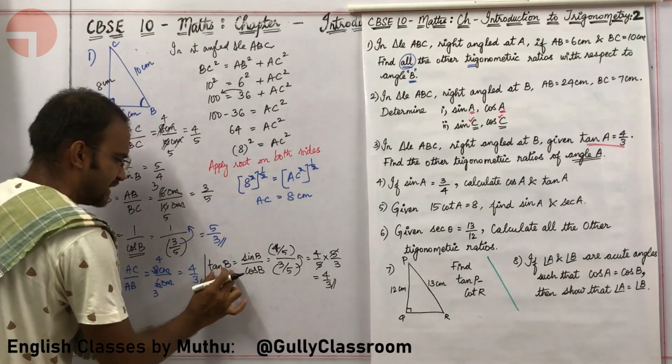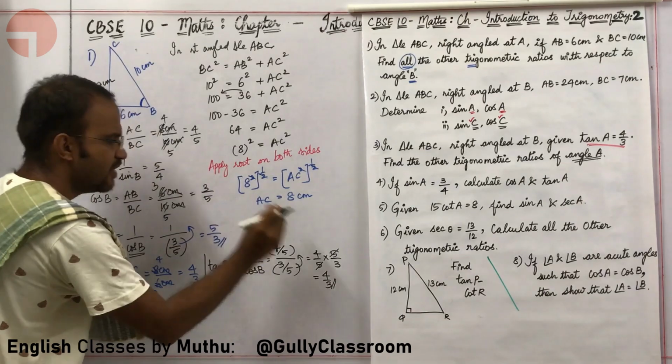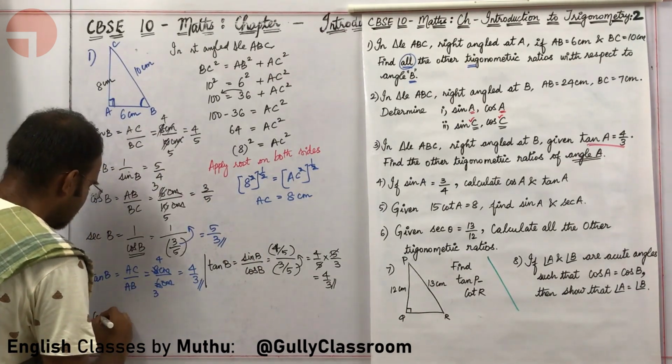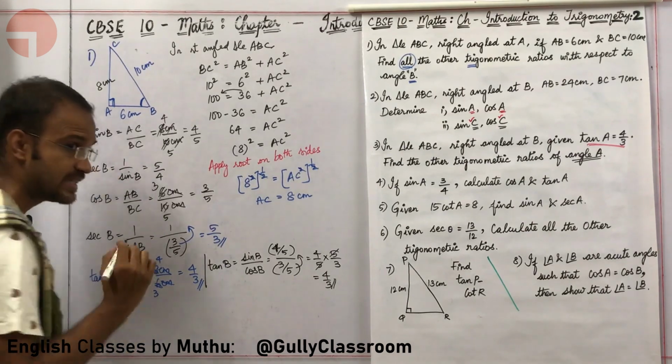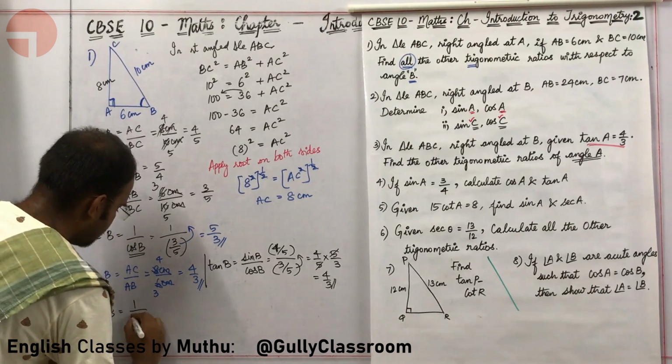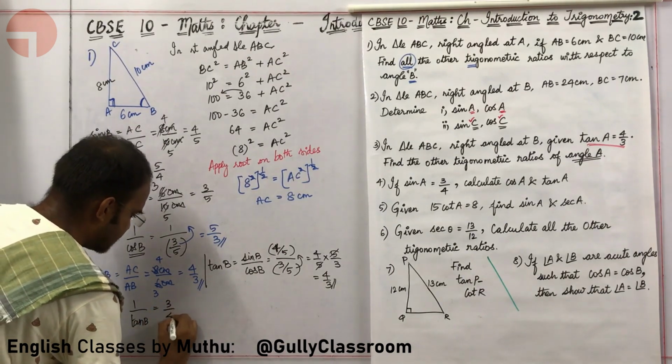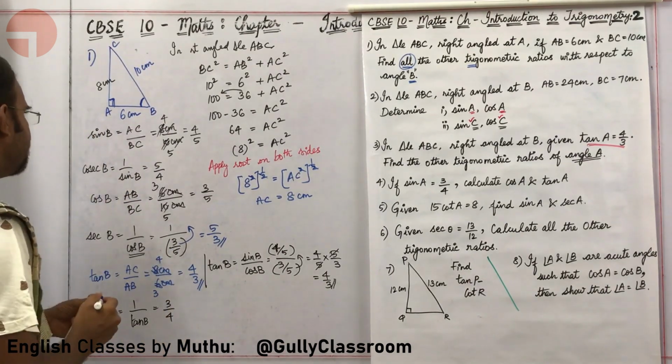Using the calculation, tan B is equal to sin by cos. We are again getting 4 by 3. What is the reciprocal of tan B? It is nothing but cot B. Cot B is 1 by tan B. If I take the reciprocal of tan B, I will simply get 3 by 4.